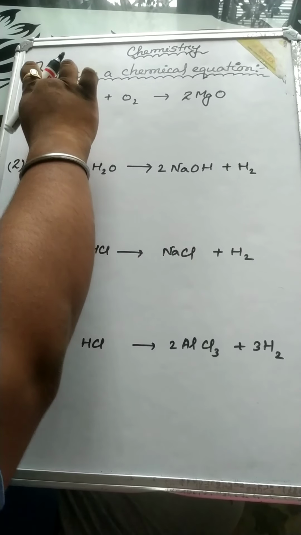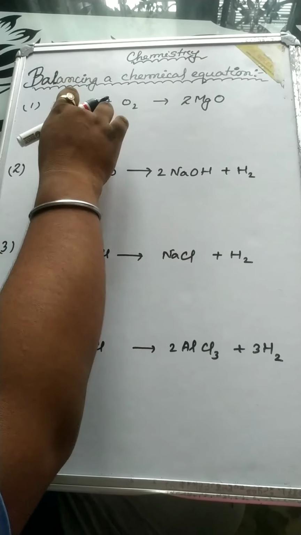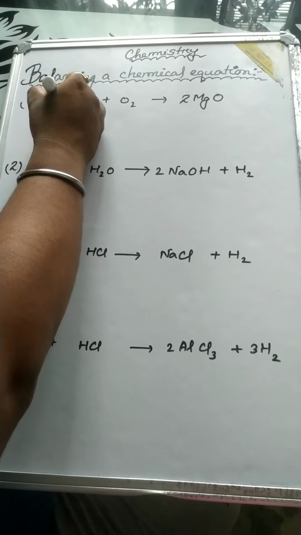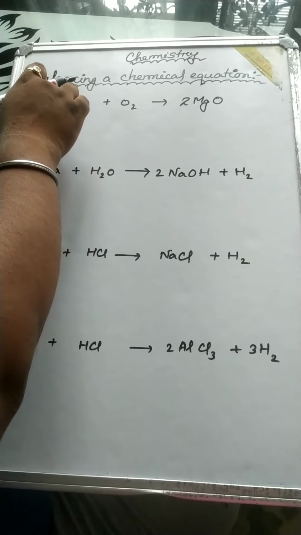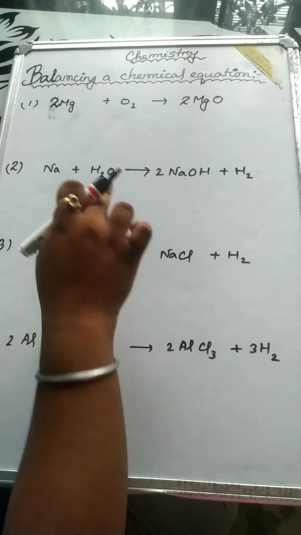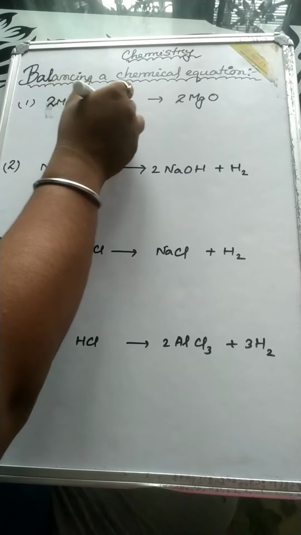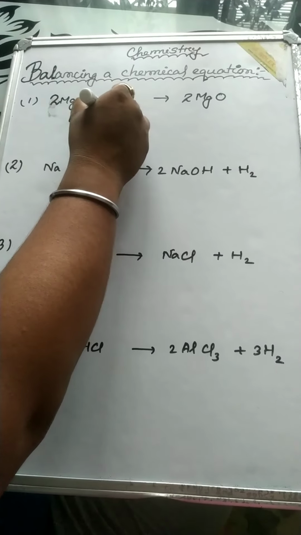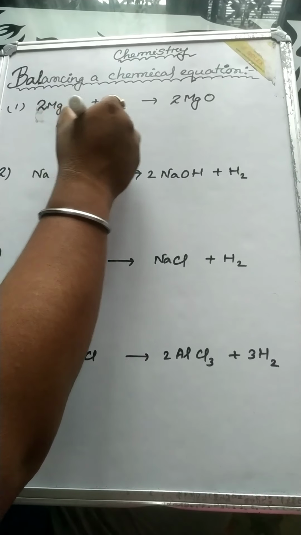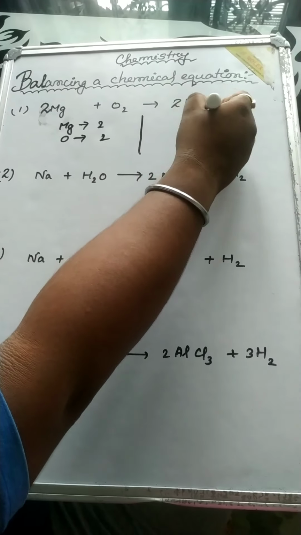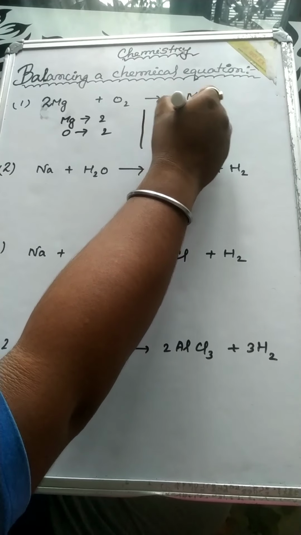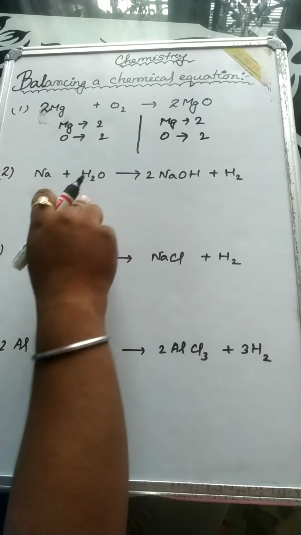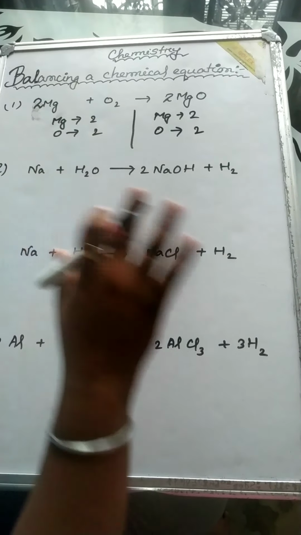Some students write it in a different way, and that is the wrong procedure. You cannot do that; you always have to write the 2 in the forward position. So this equation is balanced. On the reactant side the number of atoms of magnesium is 2 and oxygen is 2. On the product side magnesium is also 2 and oxygen is also 2. That means this equation is balanced, right?